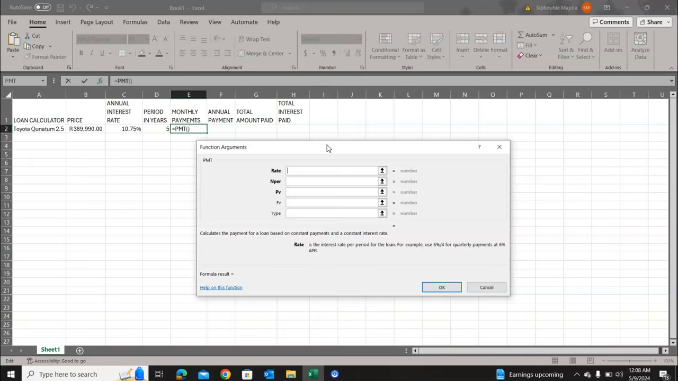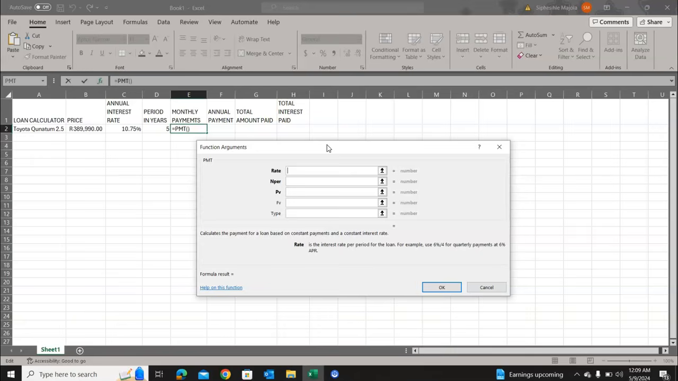Again, you use this formula only if you've been told to calculate your monthly payments. Once you want monthly payments, then you should know that the formula to use to calculate your monthly payments is PMT. Now, since it's a monthly payment, everything should be displayed in months.